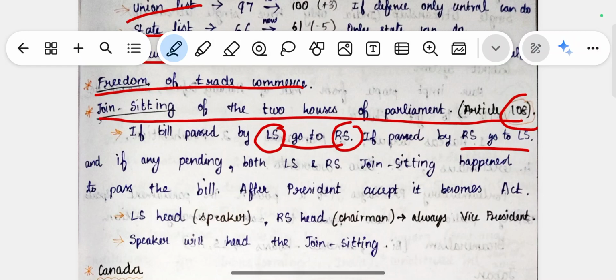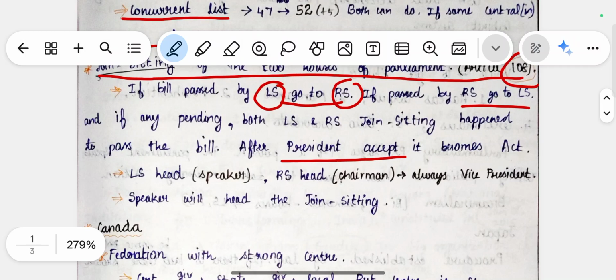If any of the bills is pending, like if some of the houses are not approving the bill, then a joint sitting happens, with the members of both houses, to pass the bill. After both of them accept the bill, it goes to the president. Then if he or she accepts that bill, it becomes an act.